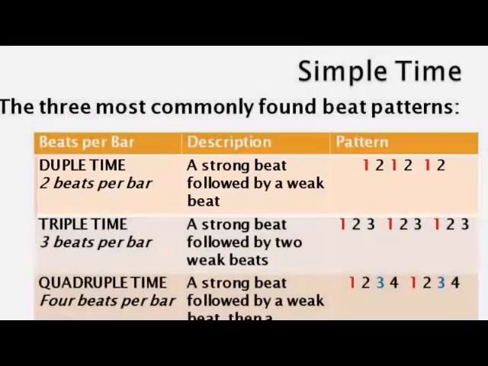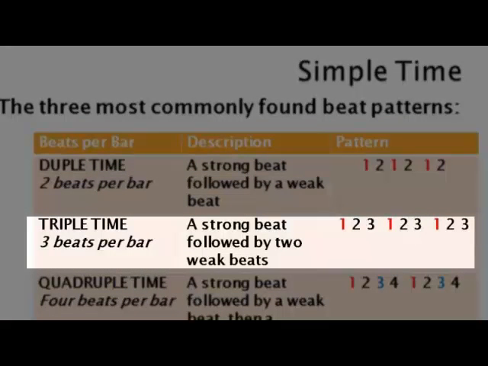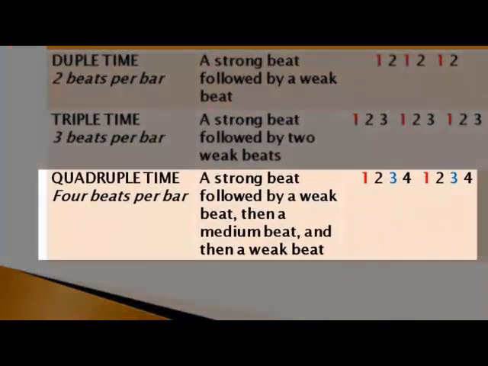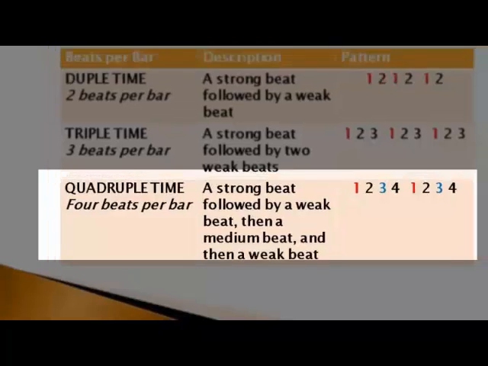If you have three beats per bar, that's called simple triple time. Triple means three. In simple triple time, our strong beat is still always on the first beat. It's going to be strong, weak, weak, strong, weak, weak, strong, weak, weak. And our pattern is 1, 2, 3, 1, 2, 3, 1, 2, 3. If there are four beats per bar, we're in simple quadruple time. And of course, quadruple means four. We still have our strong beat on the first beat, and it's strong, weak, medium, weak. Strong, weak, medium, weak. One, two, three, four.